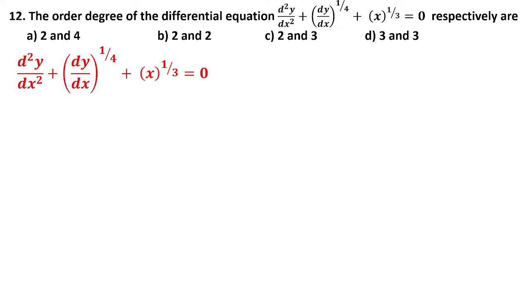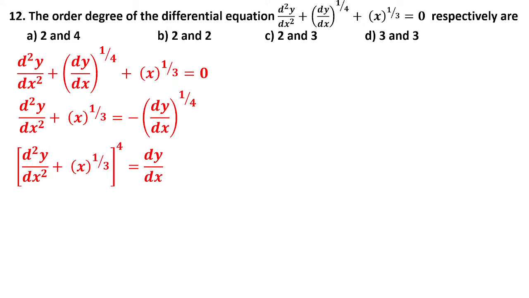Let us now try this question. First, let me push this dy by dx whole power 1 by 4 to the right hand side. It will become minus of dy by dx whole power 1 by 4. Then how to remove that whole power 1 by 4? Raise to the power 4 on both sides. Suppose if it is whole power 1 by 3, cube both sides. If it is a square root on the right hand side, square both sides, like that. When you do it, you are seeing that it is whole power 4 and the right hand side is dy by dx. It is now automatically very simple.